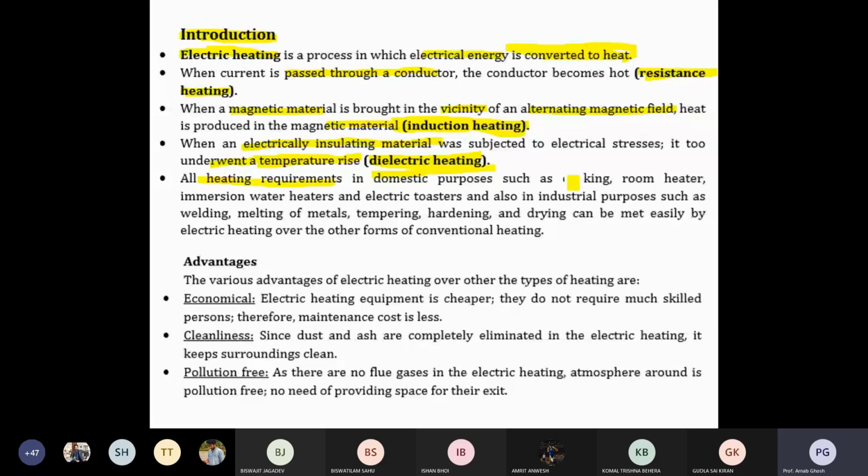Okay, maintain, follow the instruction, you can operate it. So a more skilled person is not required. Cleanness, that is most important. Dust and ash are completely eliminated by the electric heating and keep the surrounding clean.